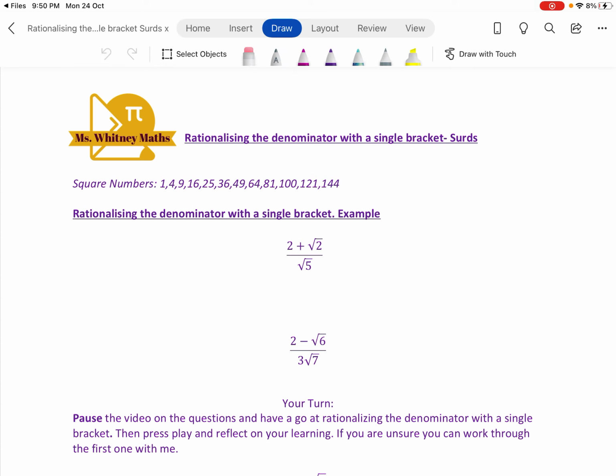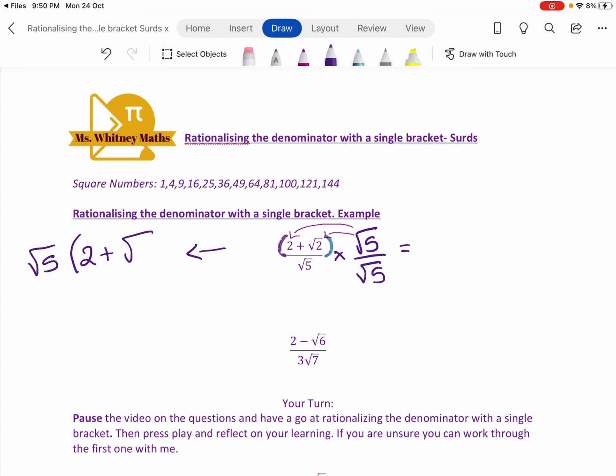As we learned in the previous video, to rationalize the denominator, we need to multiply by 1, which would be root 5 over root 5. Now, the only difference here is we need to insert brackets here, because we are actually multiplying the root 5 by 2 and also the root 5 by root 2. This could also be written as a side note as root 5 times 2 plus root 2.